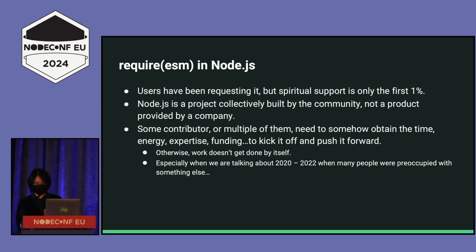So there have been users requesting support for require(ESM) for sure. But in Node, user support only gets you the first 100%. Because Node is a project collectively built by the community. It's not a product provided by a company. So some contributor or multiple of them need to secure the time and energy and expertise and maybe even funding to get it done, or the work just doesn't get done by itself, especially when we're talking about 2020 to 2022.